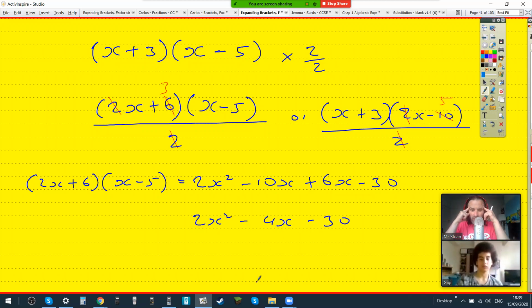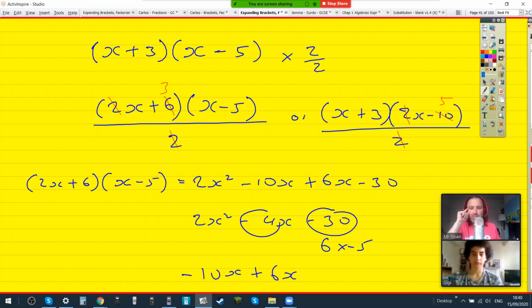Where did the minus 30 come from? 6 times minus 5. And where did the minus 4x come from? Minus 10x plus 6x. Yes. And so this time it isn't a times c.